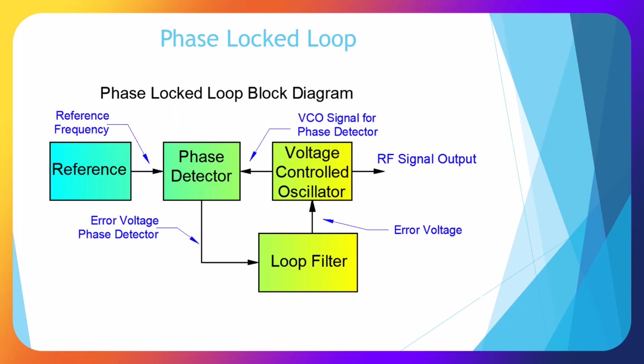Here's a phase lock loop, where we put a frequency in, a signal, and these different devices will maintain that frequency on the output even though the input may change. So we have a reference frequency, a phase detector, a voltage controlled oscillator, and we'll get an RF signal out, and we'll have an error voltage from our phase detector filtered back into our loop filter, and this error voltage will go back into our VCO and maintain our signal.